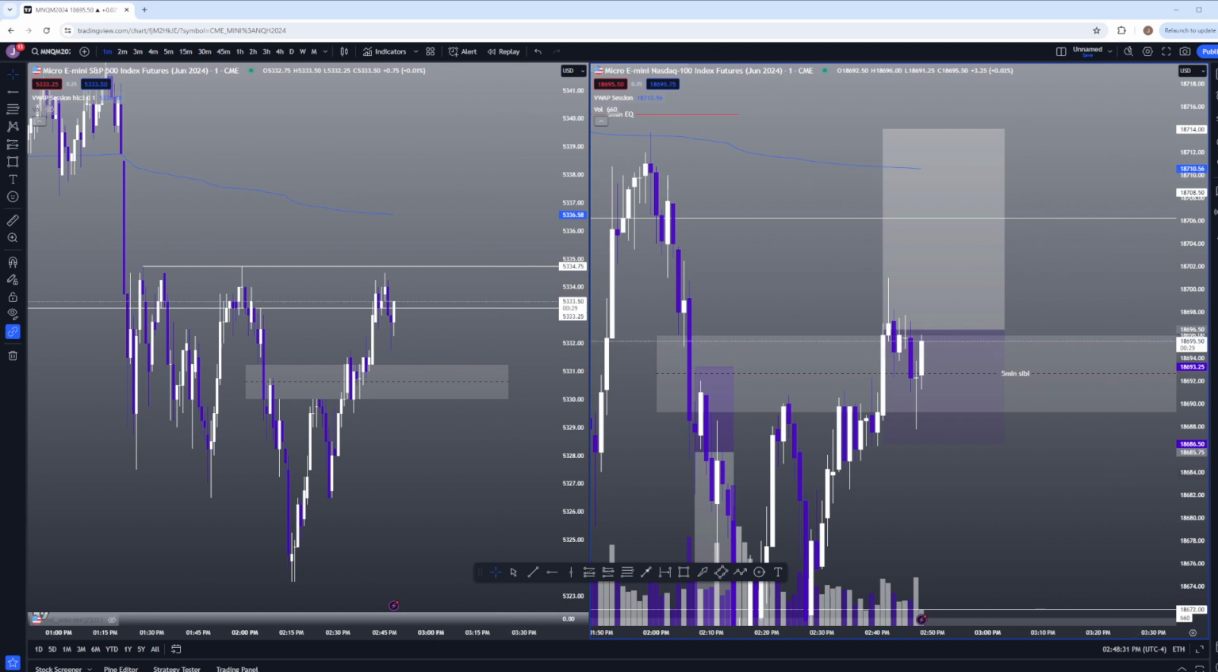There we go. Keep pumping here. Let me add into a full. I haven't added into a full. I'm thinking about it. If we do start pumping here, I'll add into a full. Just got to see that confirmation. All right, I just added into a full there, guys. My entry moved up a little bit, 18,697.25.